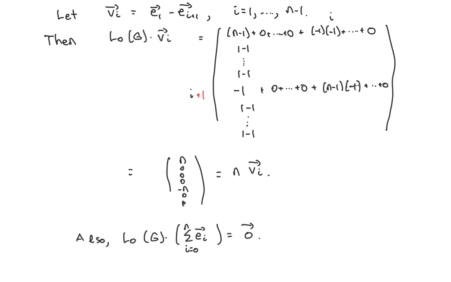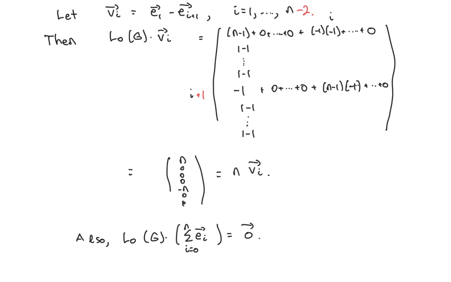So in particular, each of these vectors is an eigenvector with eigenvalue n. That's the point we just discovered. It's also pretty clear that these vectors are linearly independent. And there's a typo here. This should be n minus 2. So there's n minus 2 of them.